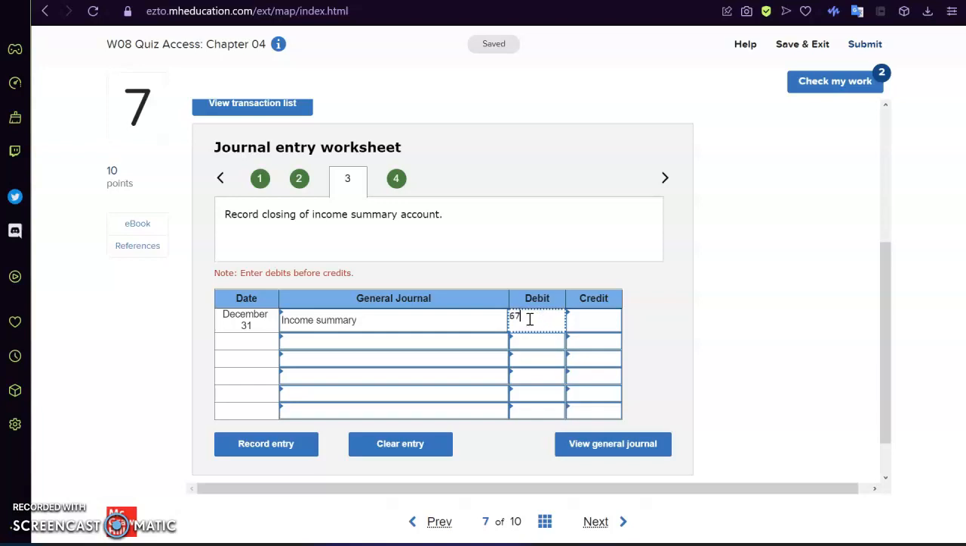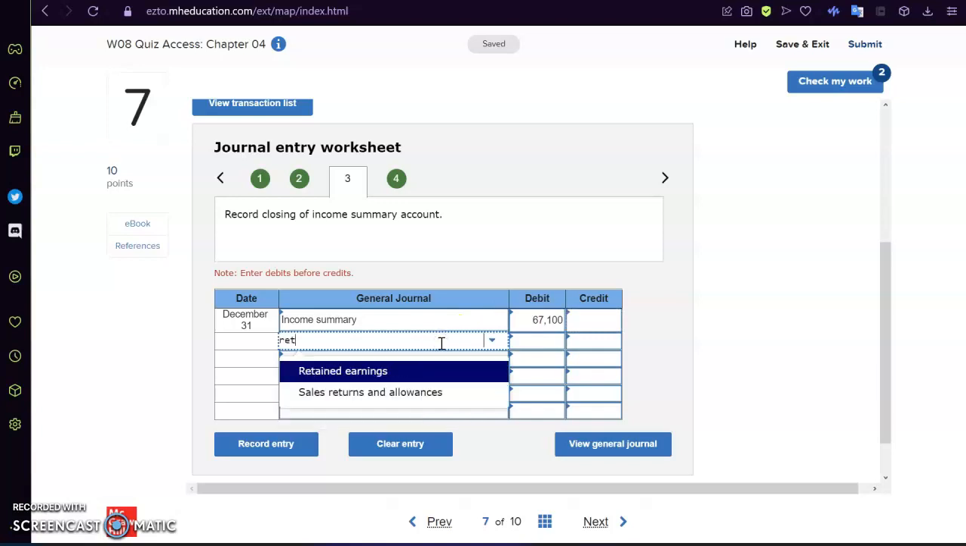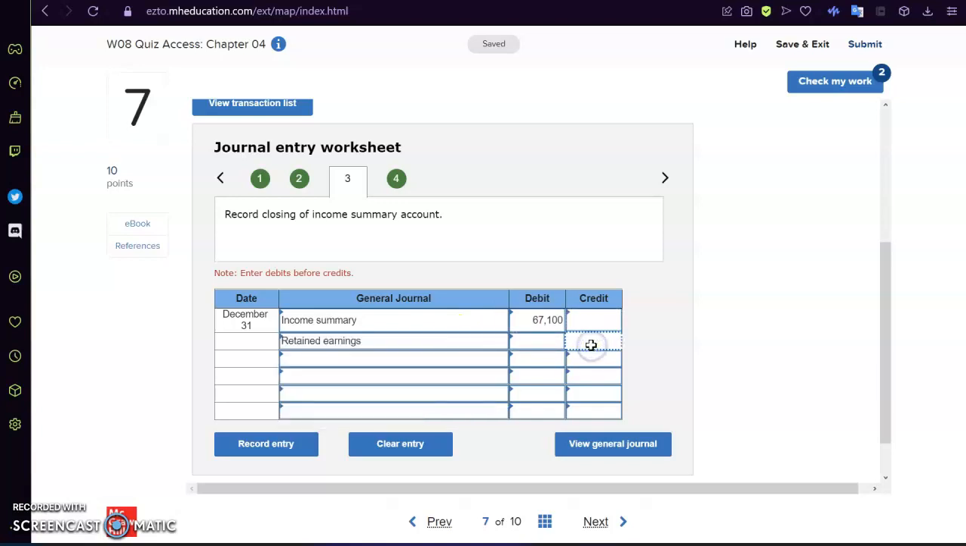Difference is 67,100. And you'd add that to the retained earnings. You go 67,100. Okay, so that's how you do that. You close the income summary account by debiting it if it's net sales and crediting it to the retained earnings.